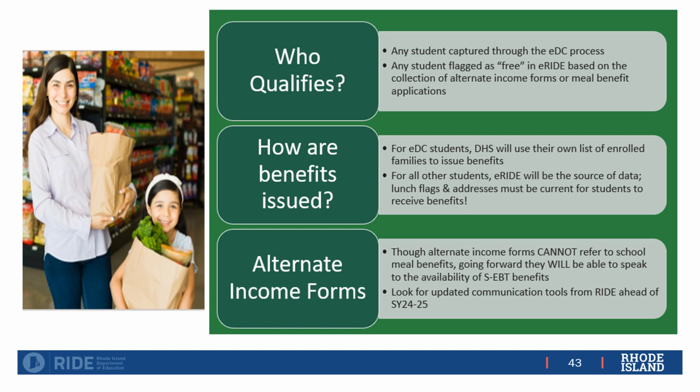For any schools that do not collect meal benefit applications, families may still qualify for Sunbucks based on the submission of an alternate income form to be used for the Sunbucks program. Alternate income forms must meet certain regulatory criteria. RIDE will be issuing updated guidance and tools for schools not collecting meal benefit applications ahead of the 24-25 school year.